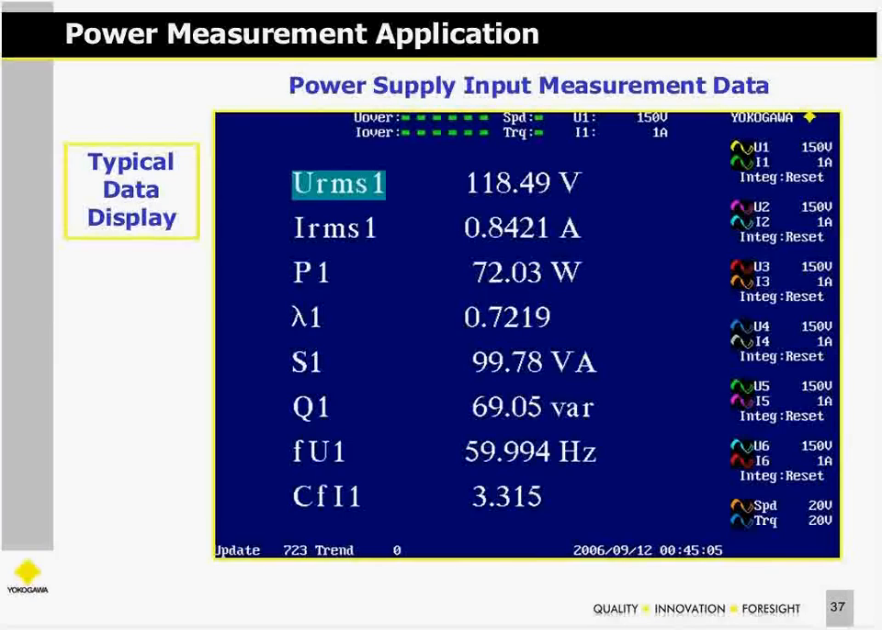When we look at that, some typical data that we may see are the normal measurements. We've got our RMS voltage and current, and power. Here's the crest factor, pretty high, and we were on 60 hertz. But we can see all these normal power measurement functions.